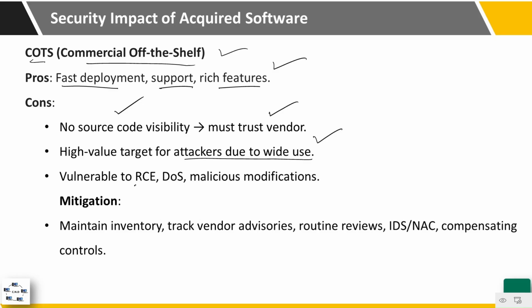They are also vulnerable to remote code execution, denial of service, and malicious modifications. Mitigation includes maintaining an inventory, tracking vendor advisories, routine reviews, intrusion detection systems, network access control, and compensating controls.